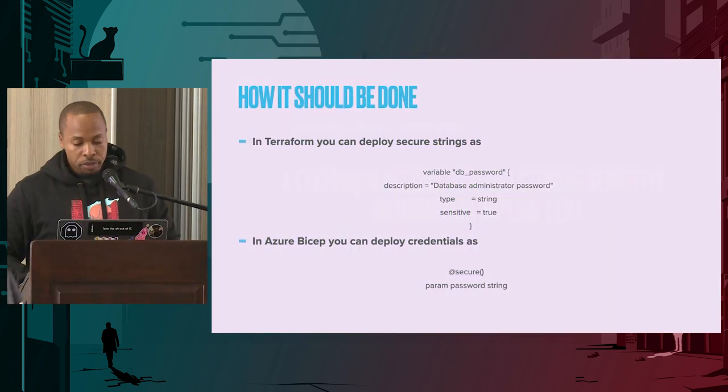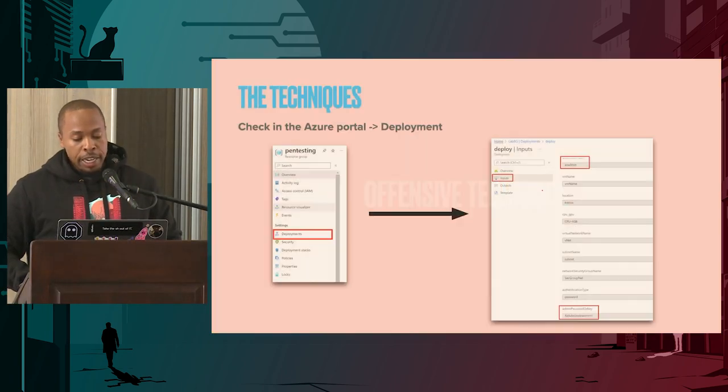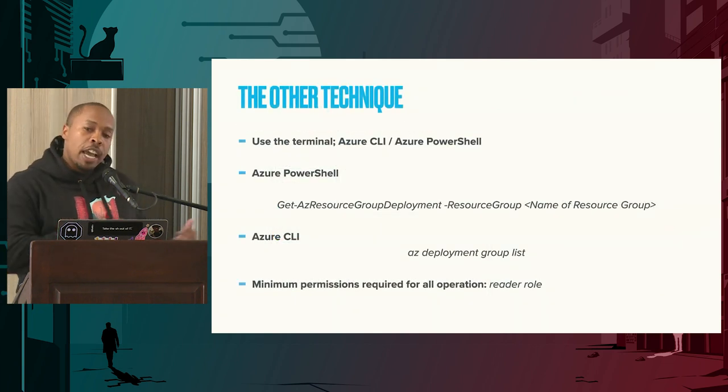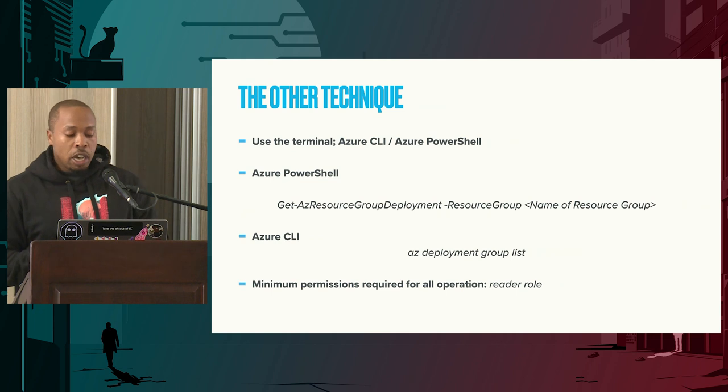Cool. So now let's look at what the other techniques are. That was the Azure portal perspective. Now there are different ways that you can also pull templates out. As mentioned, you can use Azure PowerShell.